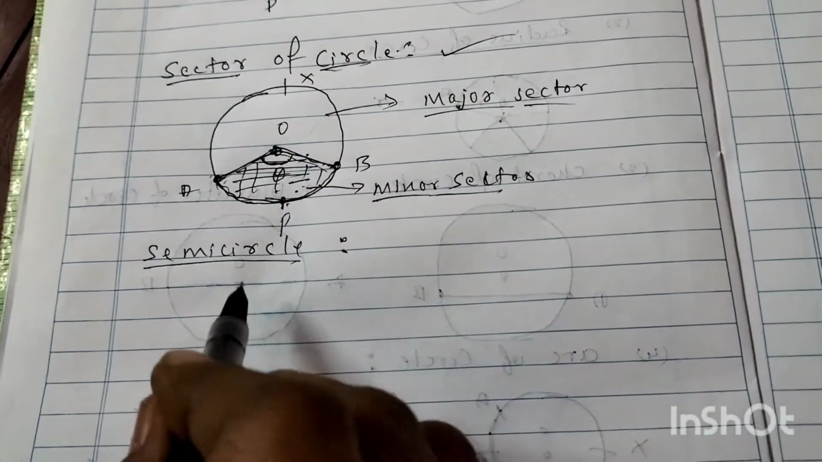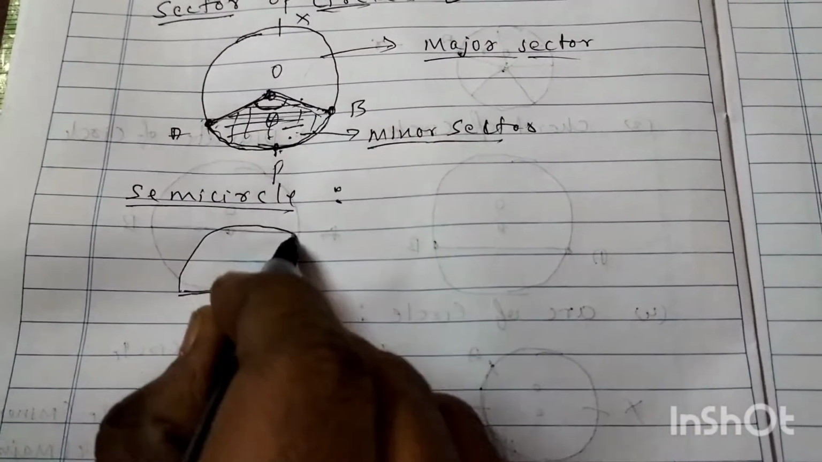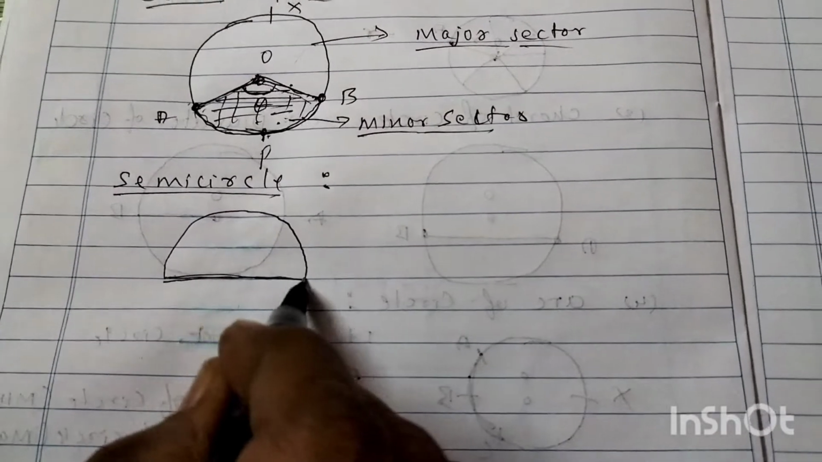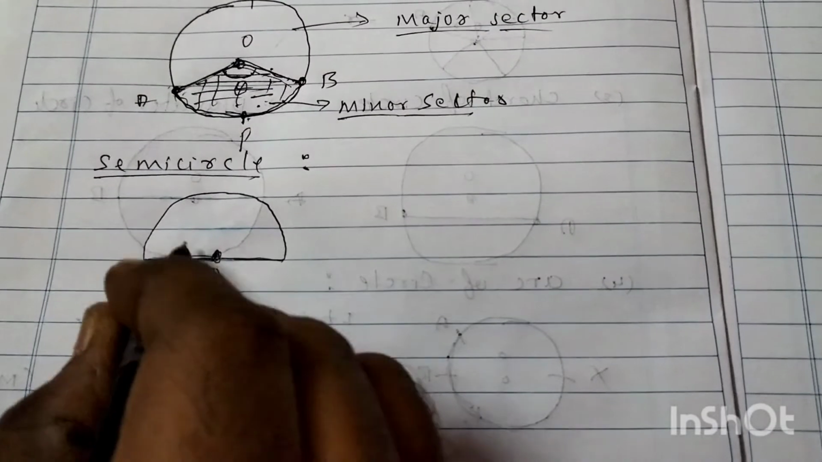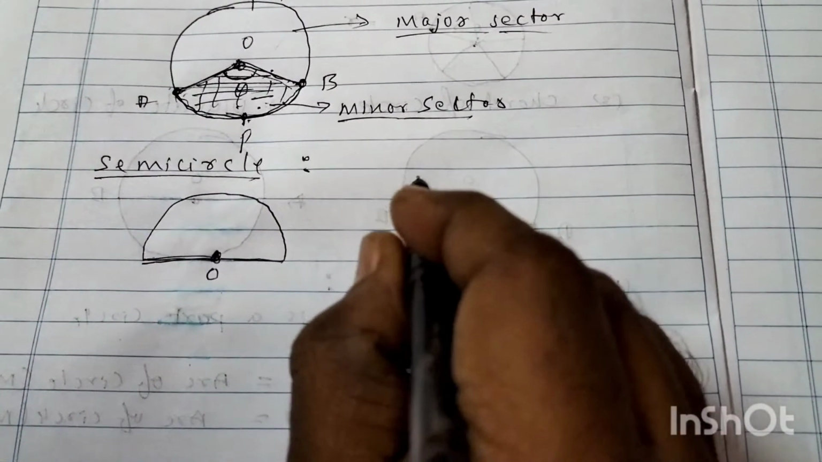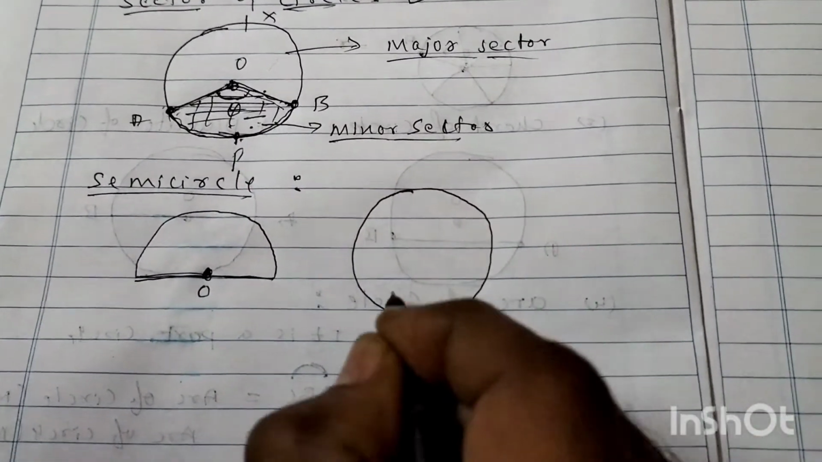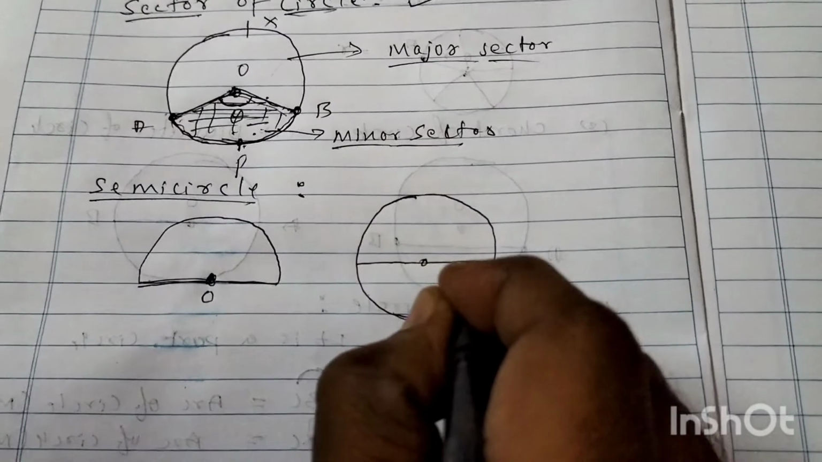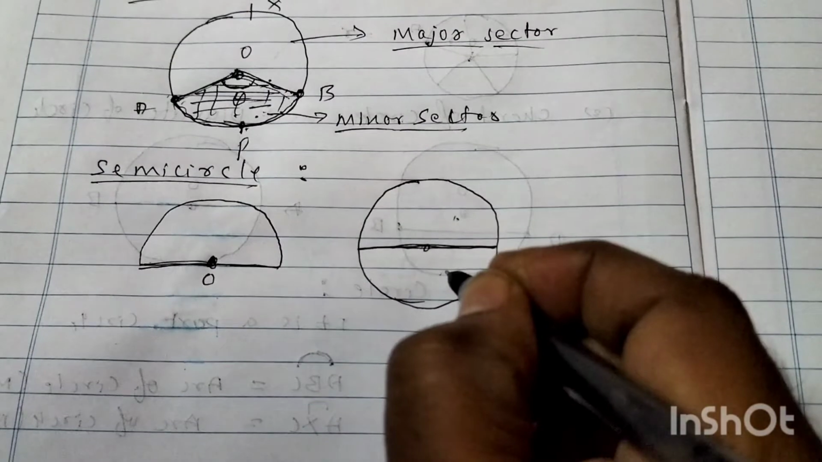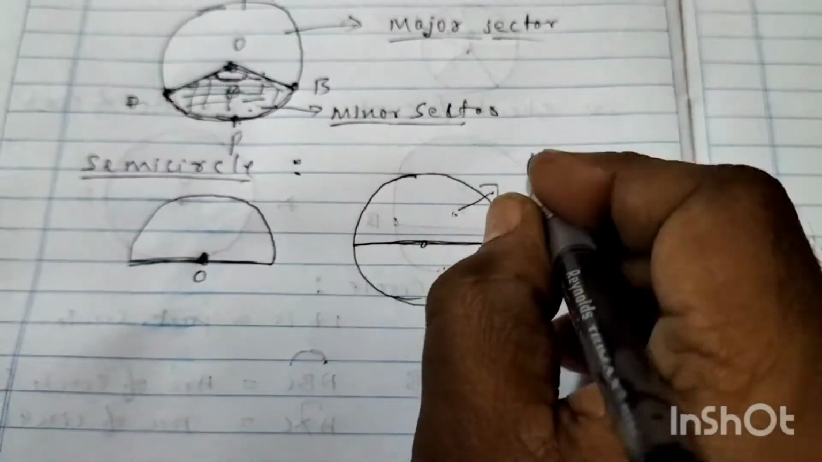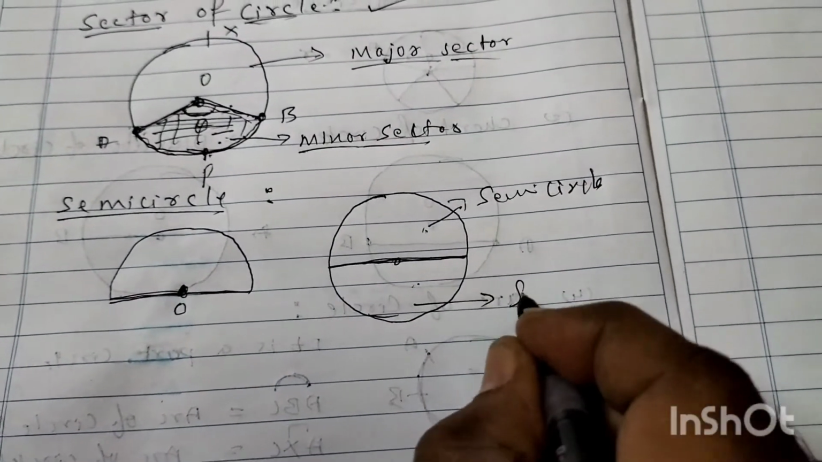Semicircle is nothing but the half of circle. Let's see the figure. It is semicircle with center O, and it is also part of the whole circle. So what is the definition of semicircle? If a diameter divides the circle into two equal parts, each equal part is called semicircle.